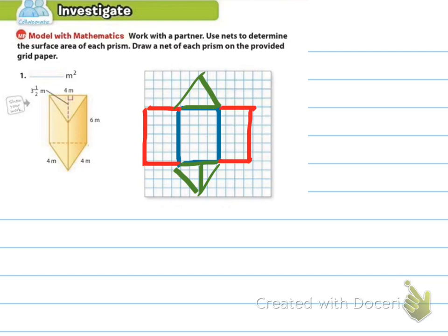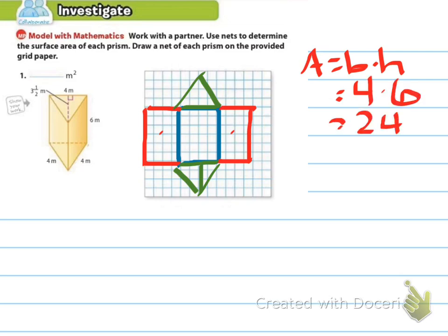Let's move on. So it says that we want to determine the surface area. So to find the surface area of my red rectangles, we have area equals base times height, and my base is 4 and my height is 6, and so that's 24. So I'm going to write inside here the 24, because I do like to write inside my drawings if I can. So my 24 and my 24, and then for my other base, again, it's 4 by 6, so that's also 24. So it just so happens that they're all the same there.